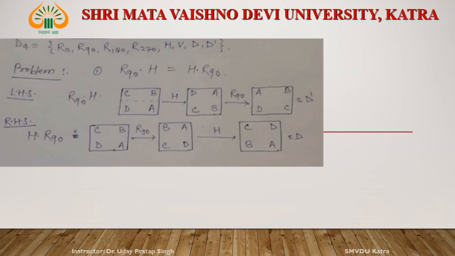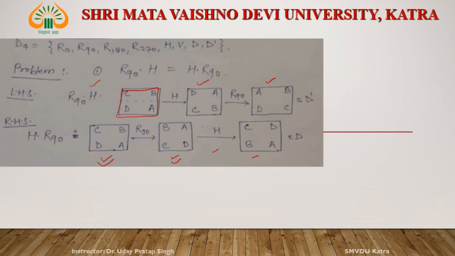See, R90 and H. This is the rectangle. Now the operation is applied from the right-hand side. First you apply H, which means horizontal: CB goes down and DA goes up. Then apply the R90 operation and you get this. This is D dash, and you can verify it. Now R90 applied first and then horizontal gives this.